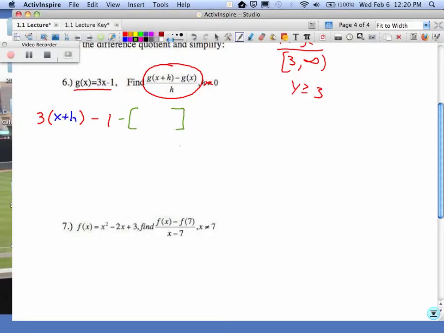I just use square brackets. It's the same as parentheses, whatever. So 3x minus 1 is going in there. And this is all over h. So now we just want to simplify. So once you have everything plugged in where it's supposed to go, it's all about your algebra skills and simplifying.